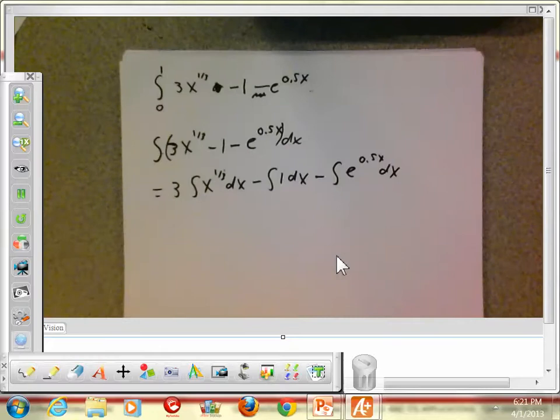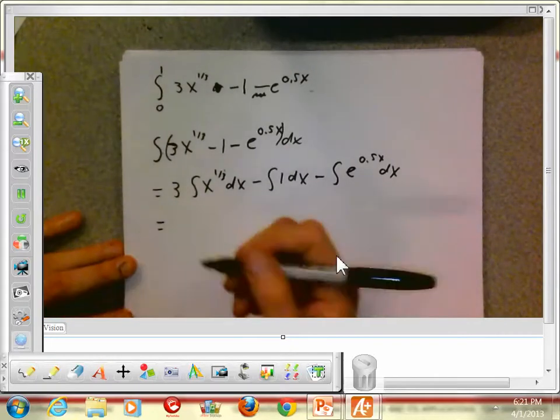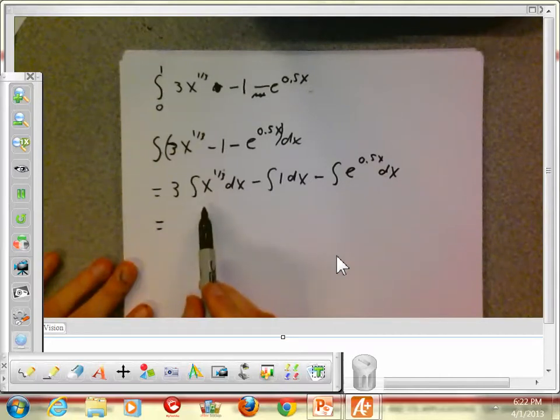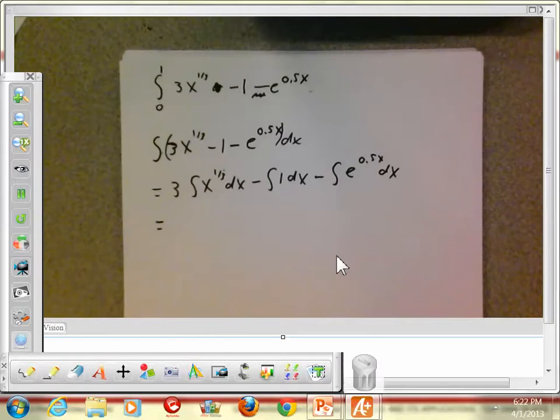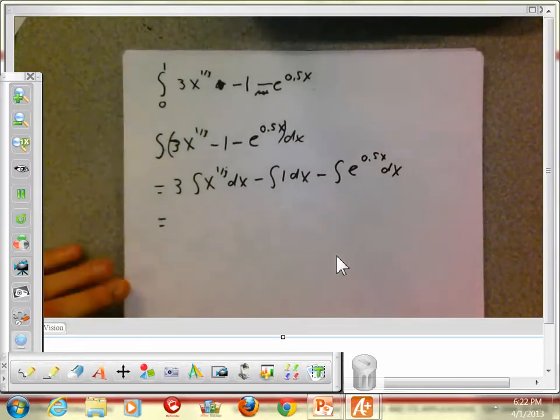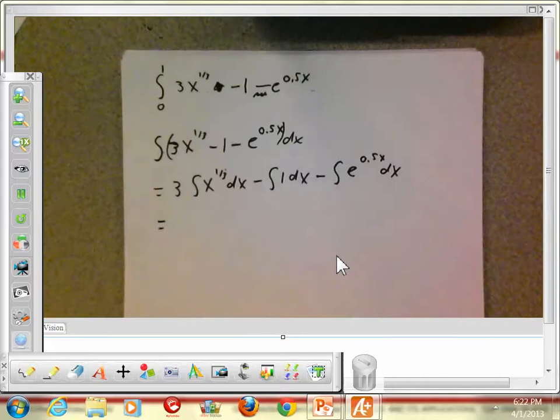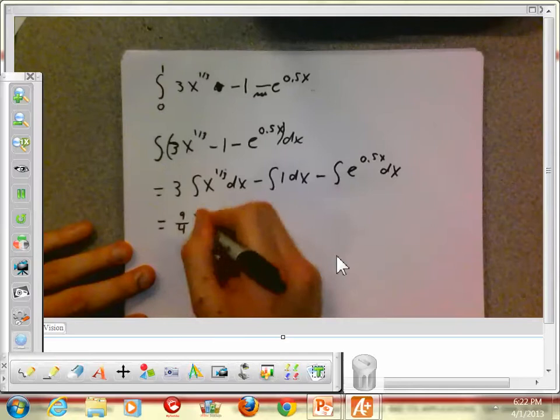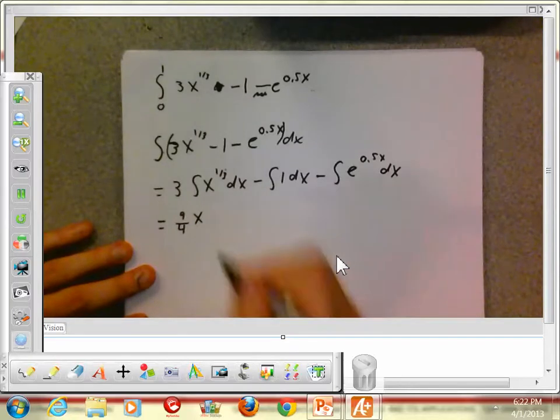Right? Now, if I integrate this first term, what should be the integral of my first term? So this first one over here, what's an antiderivative of this one? So what do I add to my exponent? What do I always add to my exponent when I'm using the power rule? The opposite of power. Yes? Right. So if I add 1, and I have 1 plus 1/3, that's 4/3. So this is going to be 9/4, right? Times x raised to what? 4/3.